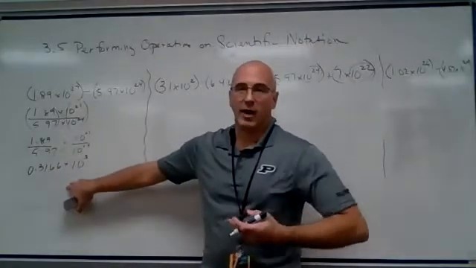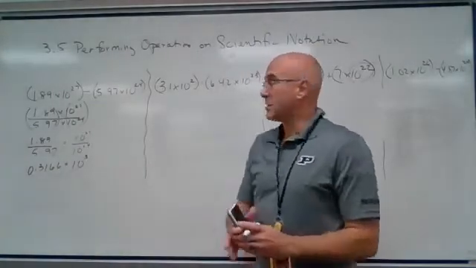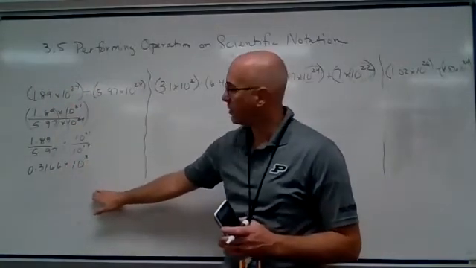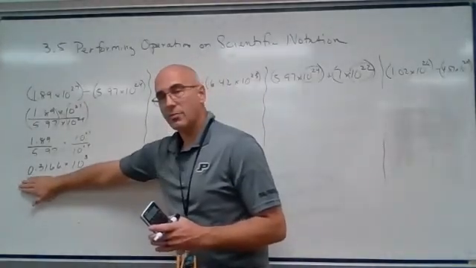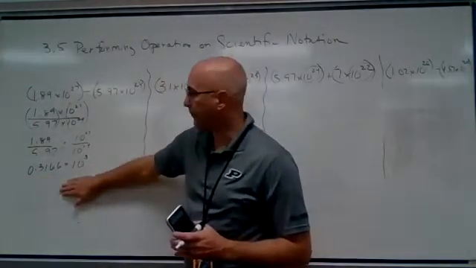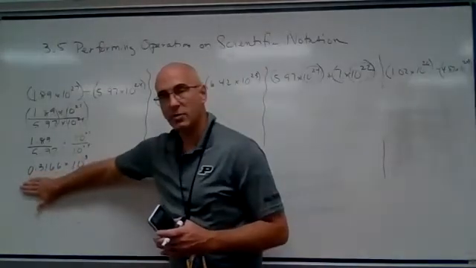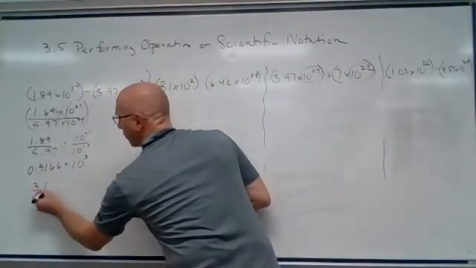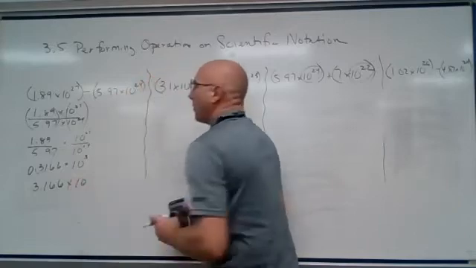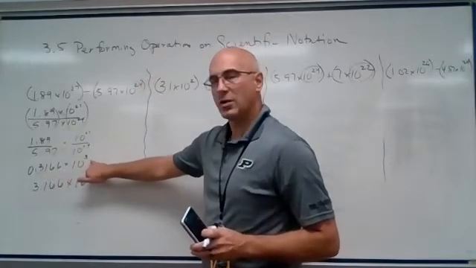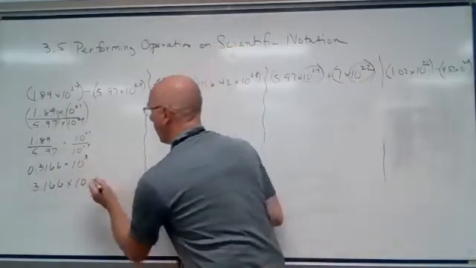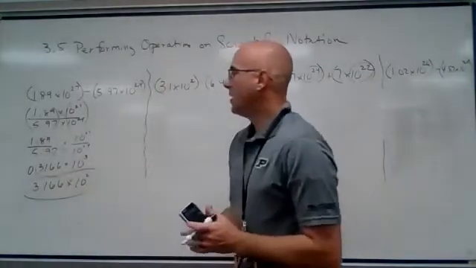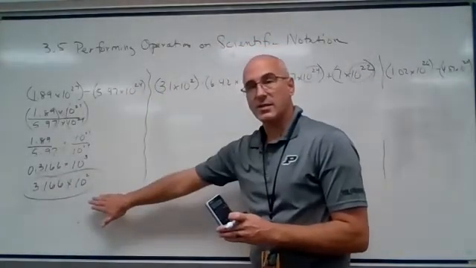You might think that we are done right now, but unless it says otherwise in the directions, if we start a problem in scientific notation, we have to end in scientific notation. That means we have to have a number between 1 and 10 and then a power of 10. We have that power of 10, but this is not between 1 and 10. So we have to move this decimal point over. We get 3.166. But because we do that, we are going to reduce the exponent by 1. So now we have 3.166 times 10 to the 2nd. That is in scientific notation.